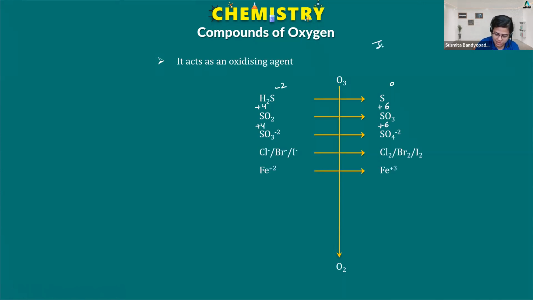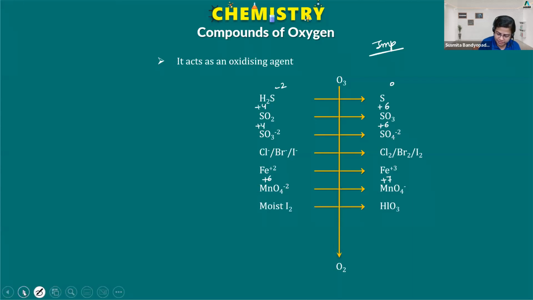Very important: Fe2+ will be oxidized to Fe3+. Mn plus 6 will be oxidized to Mn plus 7, manganate to permanganate. Most I2 goes to HIO3, not HIO4. Be careful, HIO3. Iodine, as in the previous case with HNO3, also gets oxidized to iodic acid, not periodic acid. It's HIO3, not HIO4. PbS goes to PbSO4.